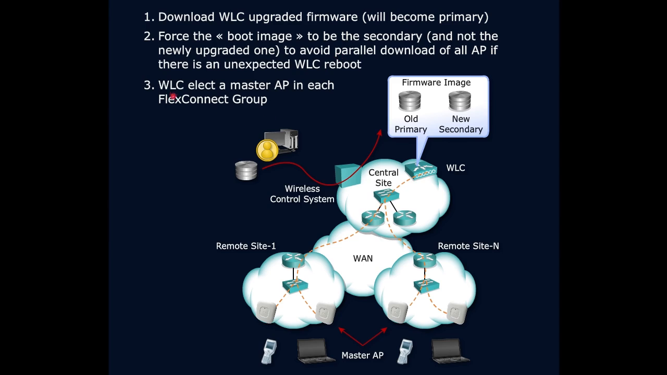Next up, the wireless LAN controller elects a master AP in each FlexConnect group. So in this one, we have two FlexConnect groups down here. Remote site, let me grab a pencil. Remote site 1 and remote site N. Okay, we have two sites. And we have one master AP here and one master AP here. We have two master APs, one per FlexConnect group.